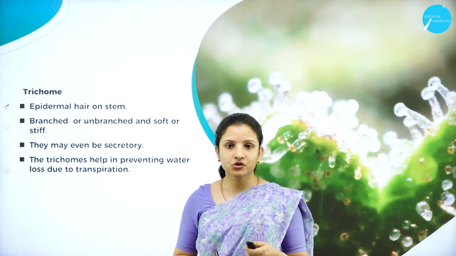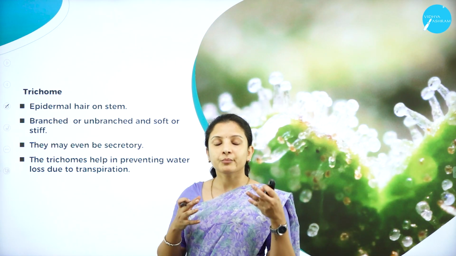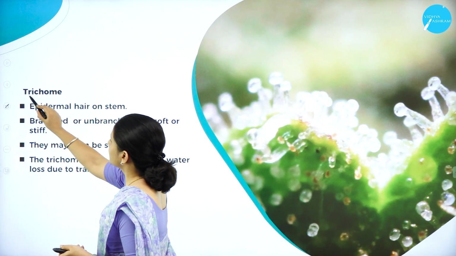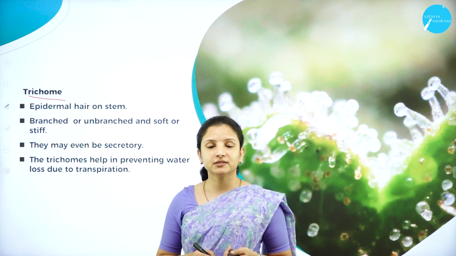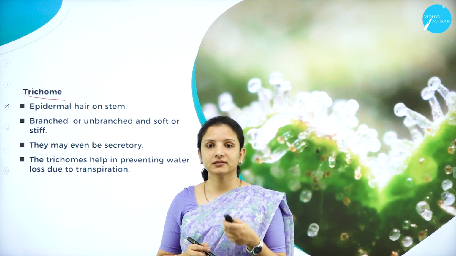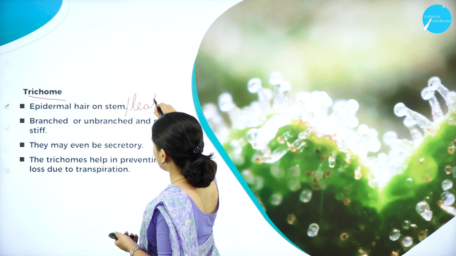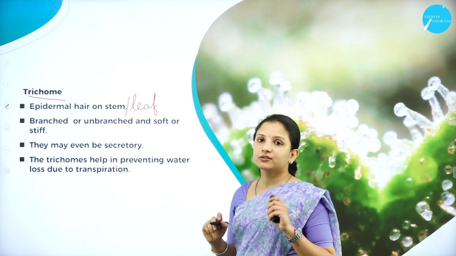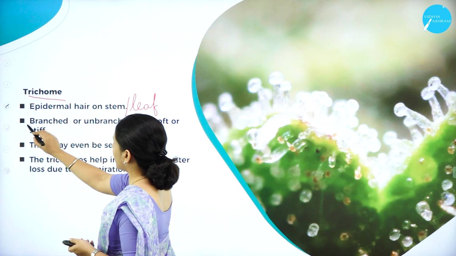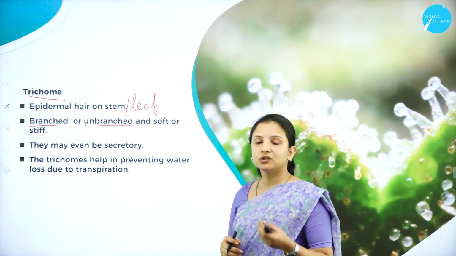Next, talking about the shoot hair. The shoot hair is also one of the components of the epidermal tissue system because it arises from the epidermal cells. So what is a trichome? Those epidermal hairs that are present on the stem are called trichomes, or those epidermal hairs that are present on the leaf are also called trichomes. So both the hair-like structures present on the leaf as well as the stem are called trichomes. Usually the trichome can be branched or unbranched, and they can also be soft or stiff.